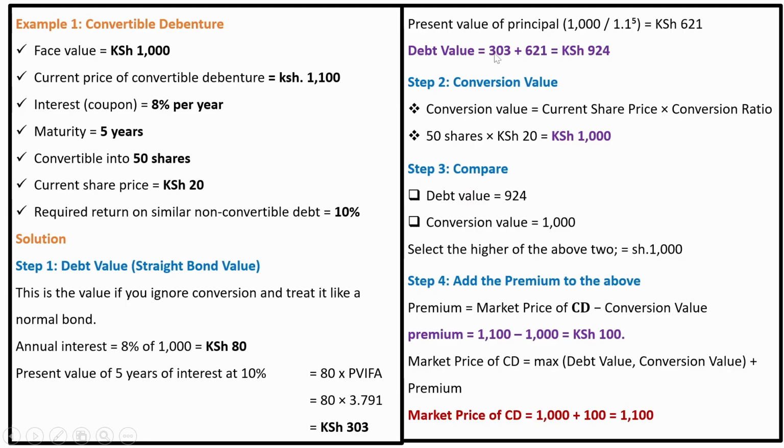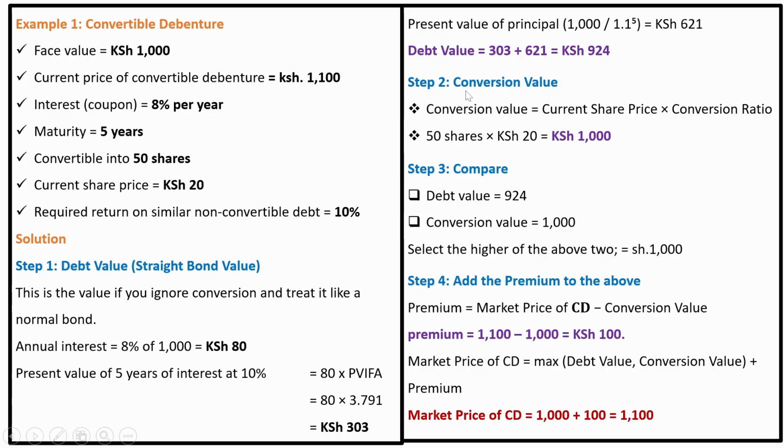So the debt value is the present value of interest, 303, plus the present value of principal, 621. So the total will give you 924. So 924 is the debt value. Now that you have the debt value, let us calculate the next one, which is the conversion value.